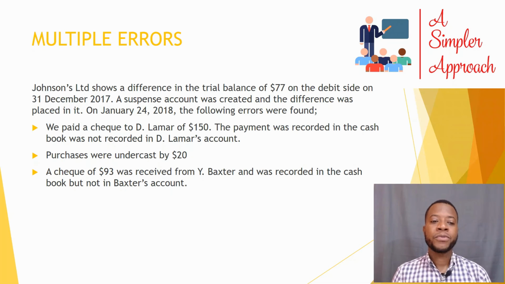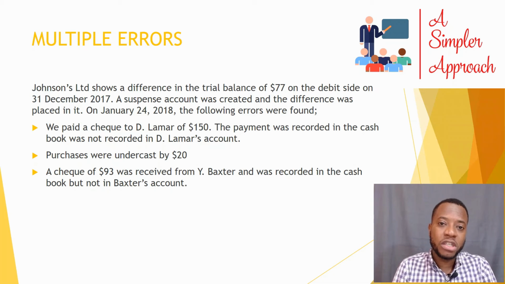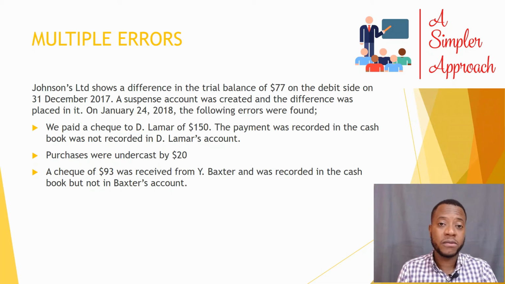Error number 3. A check of $93 was received from Y. Baxter and was recorded in the cash book, but not in Baxter's account. All right? We received a check. The check came to us. Now, being recorded in the cash book meant that a debit entry was made because we received cash. Cash is an asset. When assets increase, you debit. So a debit entry was made in the cash book. But the corresponding credit entry in Baxter's account was not done.